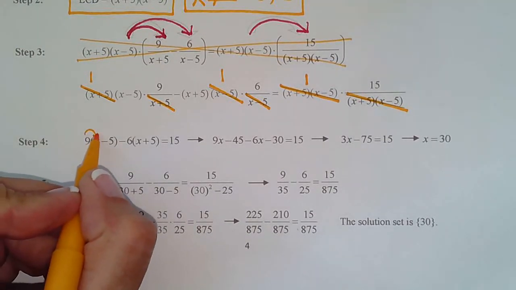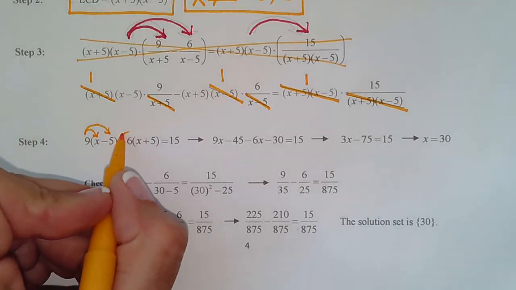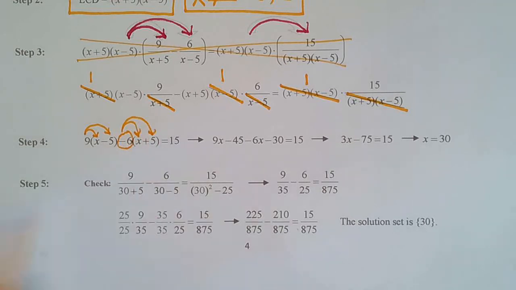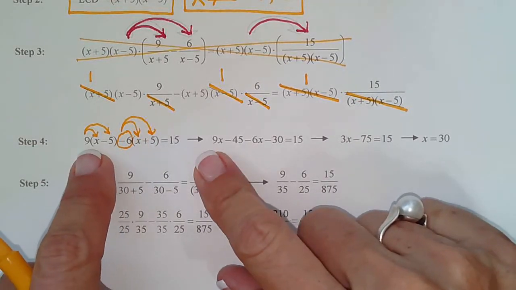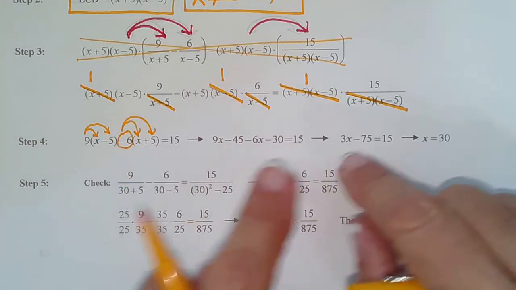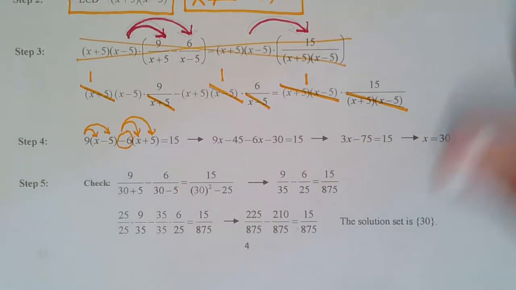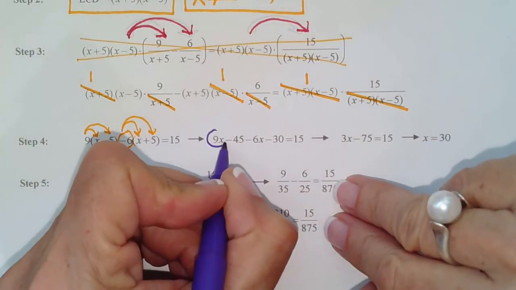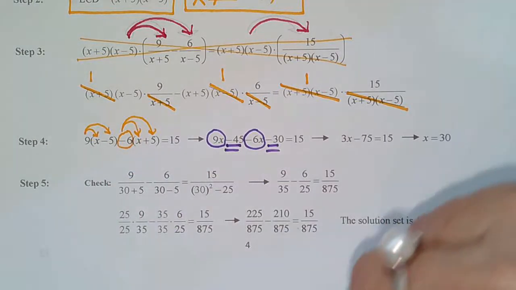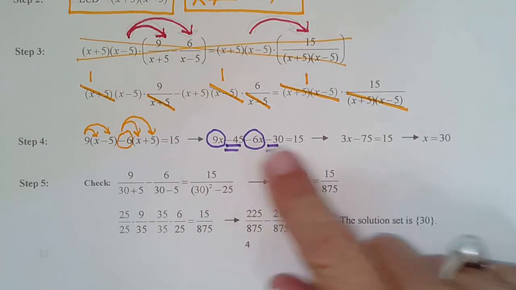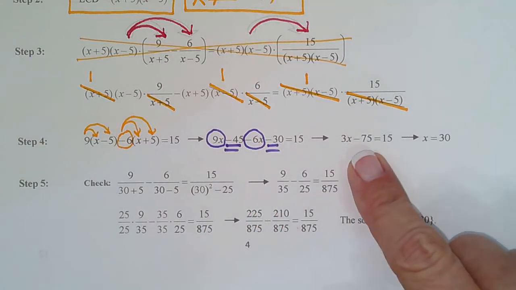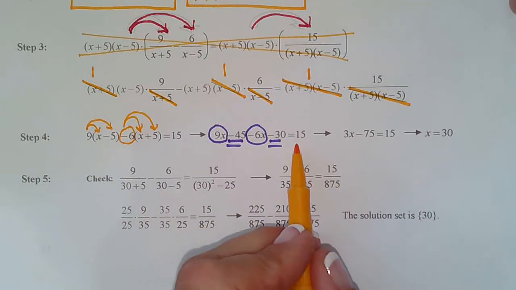So we need to distribute. Keep in mind this is negative, so you might want to circle it before you do your distributive to remember you're multiplying everything by negative 6. So 9x minus 45 minus 6x minus 30 equals 15. Then we combine like terms, so 9x minus 6x, and then negative 45 and negative 30. So 9x minus 6x was 3x. Negative 45 and negative 30 is negative 75. And that's still equal to 15.